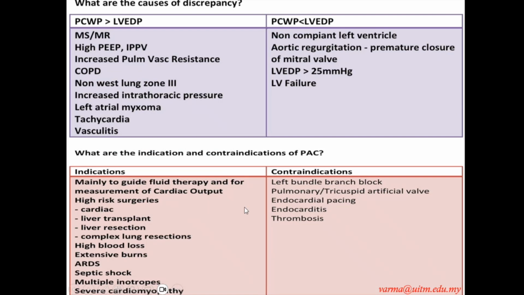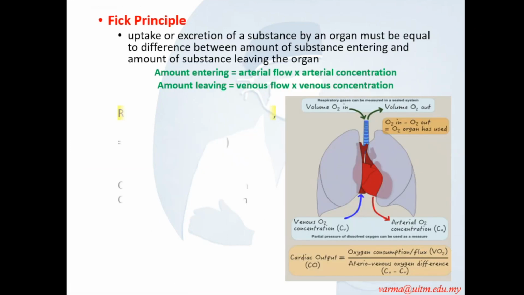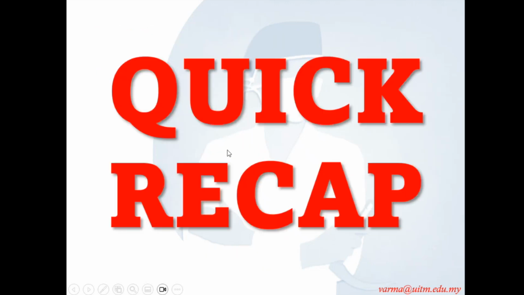The contraindications, you must know the same contraindications as for any central catheter, plus a few more for a patient with lung issues. Cardiac output measurement, Fick's law, again coming back to the same thing. This is just a summary of it. For you to calculate your cardiac output, you must have this information. This is Fick's principle.